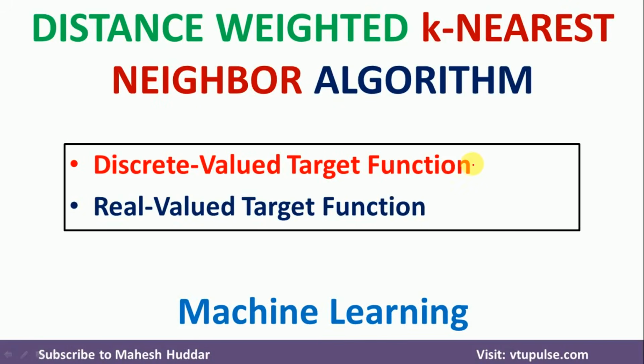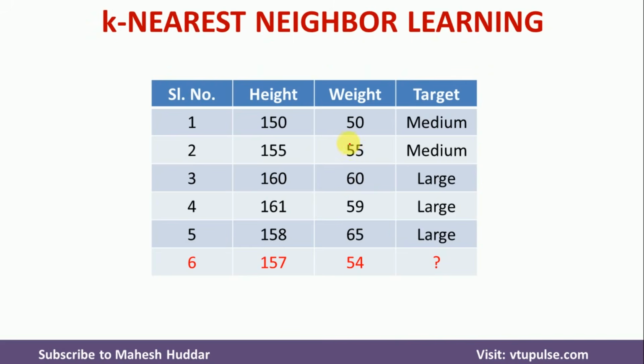Hi, welcome back. In the previous video, I discussed the k nearest neighbor algorithm with respect to discrete valued and real valued target functions. In this video, I will discuss why we need to consider the distance weighted k nearest neighbor algorithm over the simple k nearest neighbor algorithm with respect to discrete and real valued target functions. Let us take a very simple example.